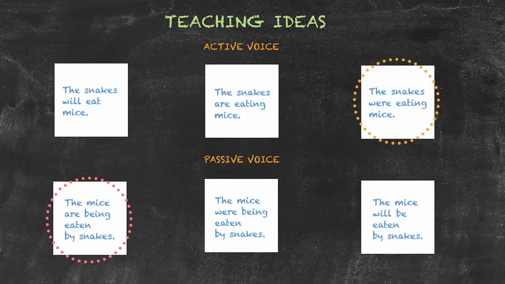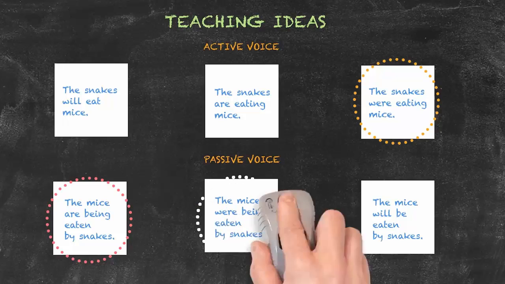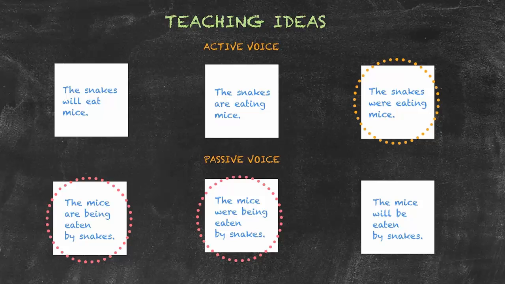Of course, these sentences don't match, and the students would turn the cards back over. The next student might turn over, the mice were being eaten by snakes, and the snakes were eating mice. The student should know that those two cards match and take them off the board. The game would continue until there were no cards remaining. Note that you would need to have at least 12 to 16 cards for the game to be effective.